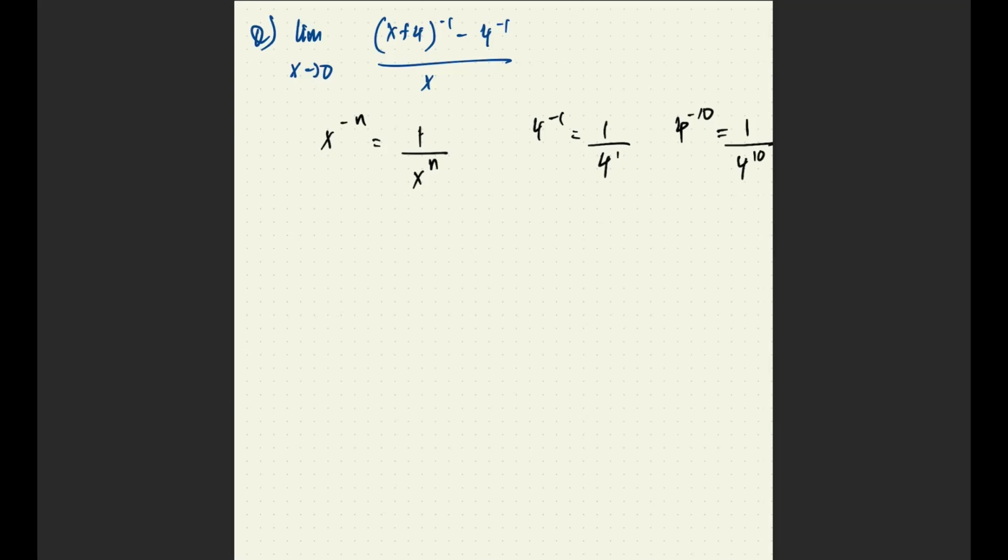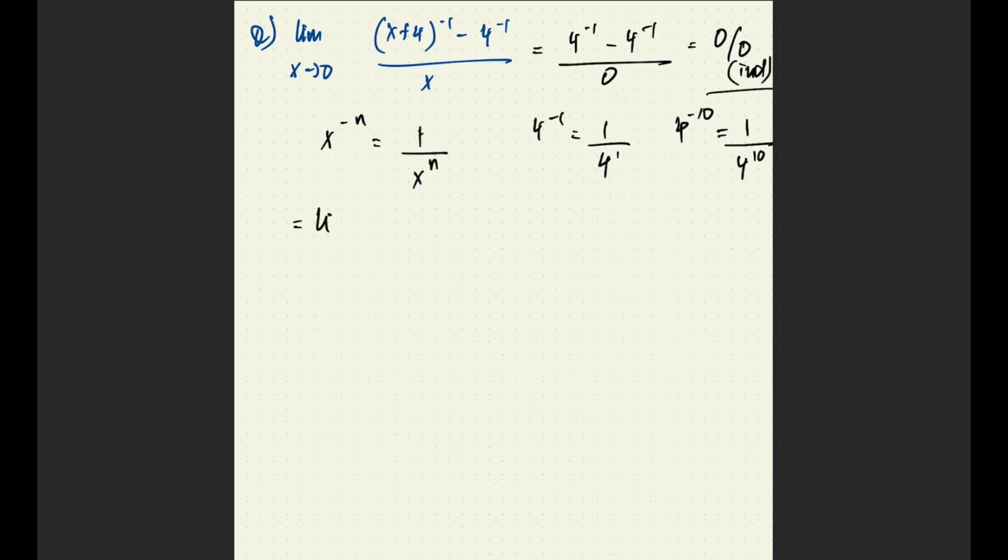So keeping that in mind, let's try and plug in first. So this is (0 plus 4) to the power minus 1 minus 4 to the power minus 1, divided by 0. So that gives us 0 over 0, which is indeterminate. So in this case, we definitely cannot factor. The only option that seems available is to rewrite the function.